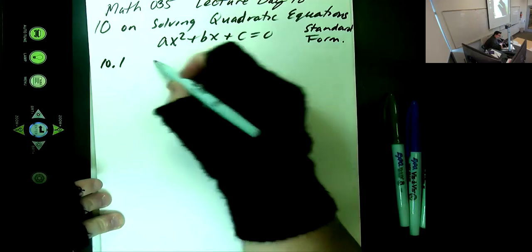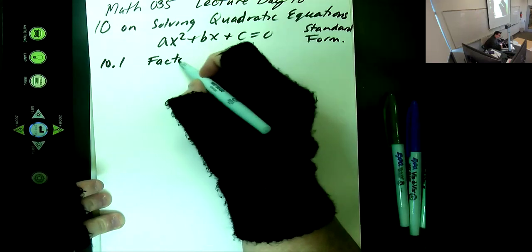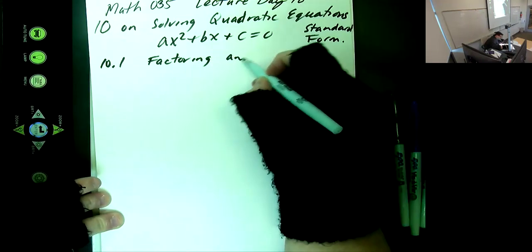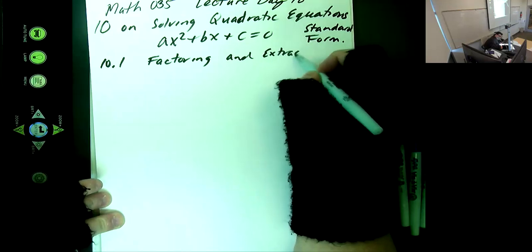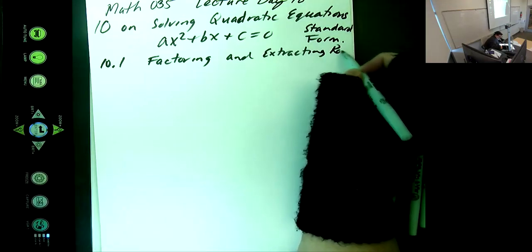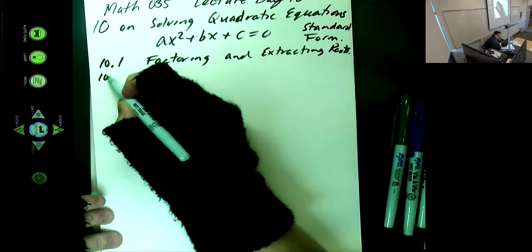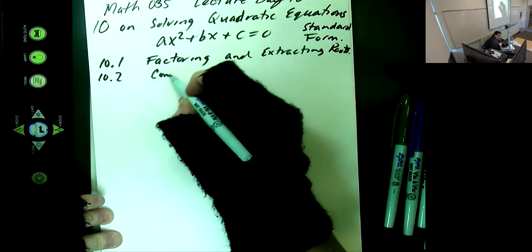All right. So 10.1 is on doing this with factoring and extracting roots. 10.2 is on completing the square.